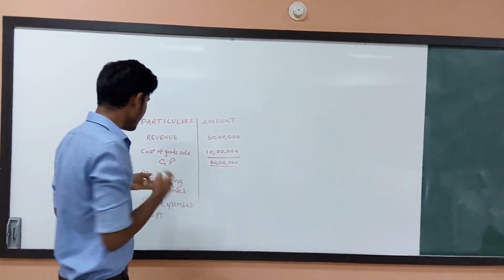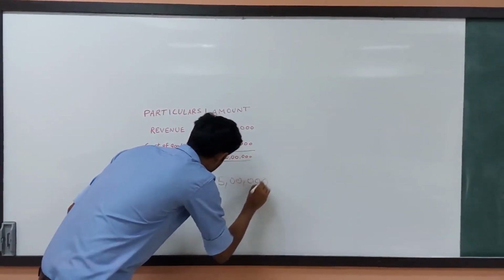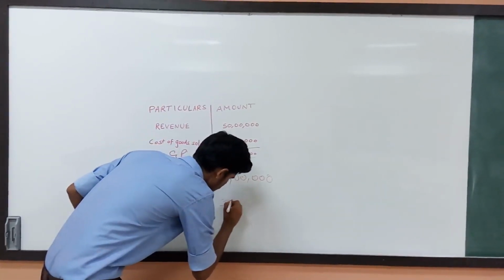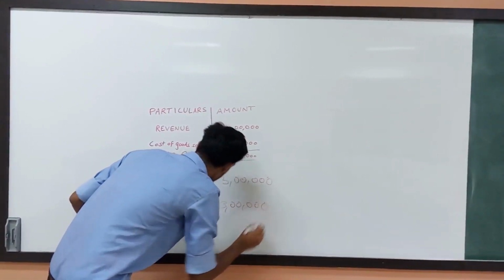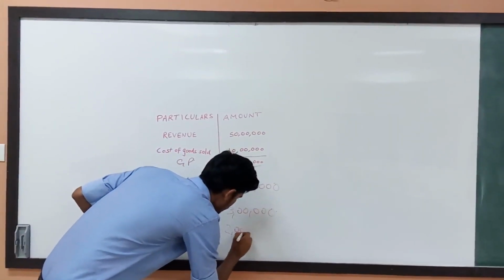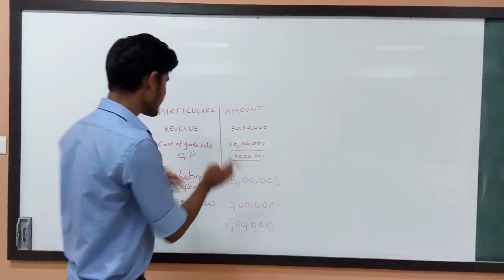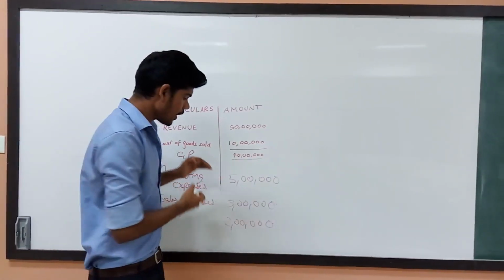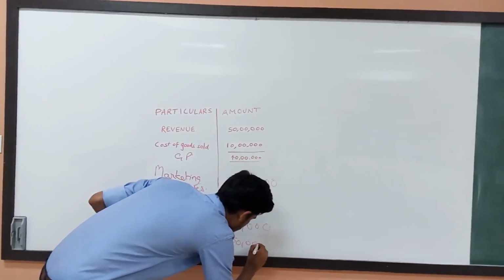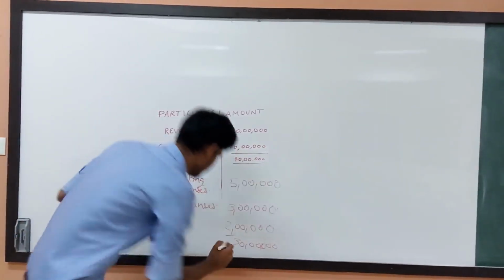In this example, let's take the marketing expenses as 5 lakhs. Let's take the sales expenses as 3 lakhs. And let us consider the G&A as 2 lakhs. By deducting all these expenses from the gross profit, that is 40 lakhs, we will obtain 30 lakhs, which is the operating profit of the company.